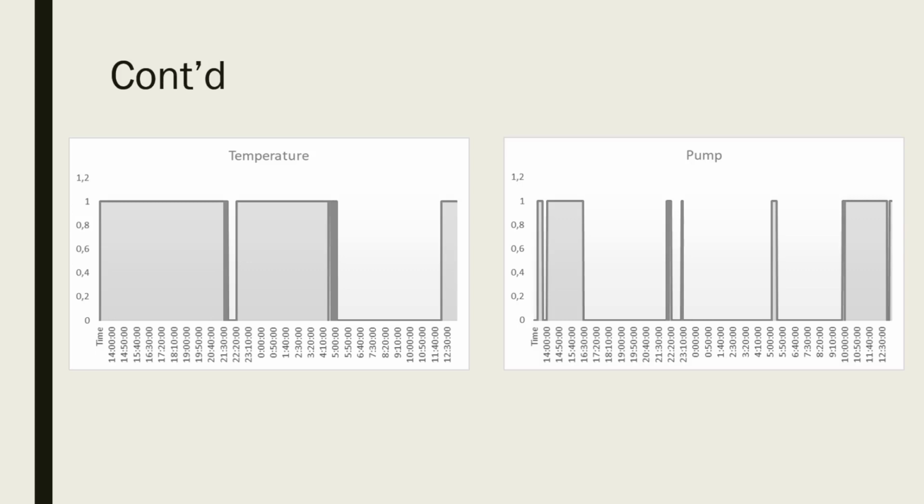Then the right one shows how often the model activated the pump. The pump activated at 2 p.m. till 4:30 p.m., then turned off till 10 p.m., then turned on again and turned off again. This graph is affected by external factors such as the environment or the condition inside the cultivation.